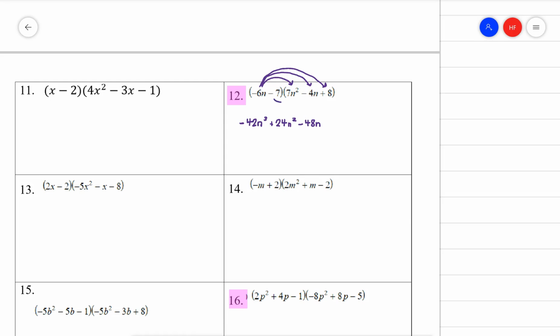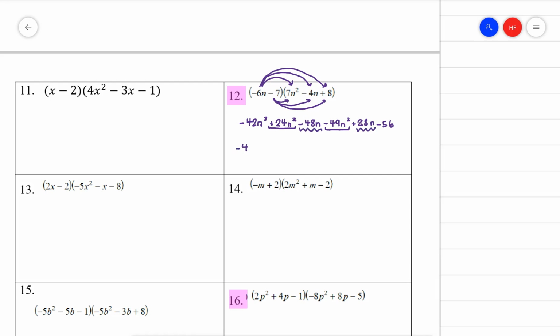And then we're going to distribute that negative 7 to all 3 terms as well. So negative 7 times 7n squared, negative 49n squared. Negative 7 times negative 4n is a positive 28n. And then negative 7 times positive 8 is a negative 56. And we wouldn't say that we're done there because we still have these like terms that we need to combine. So the squareds with the squareds, and then the n's with the n's.